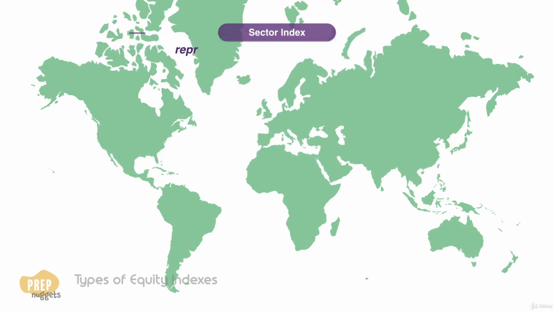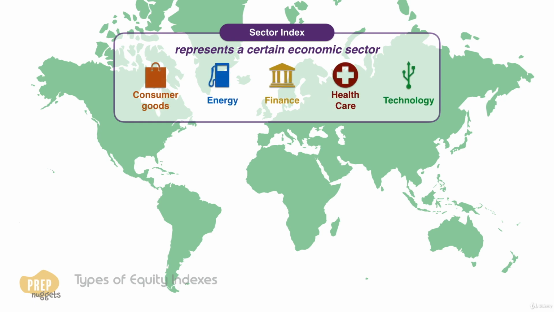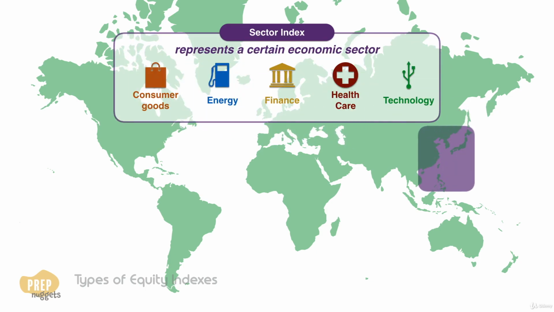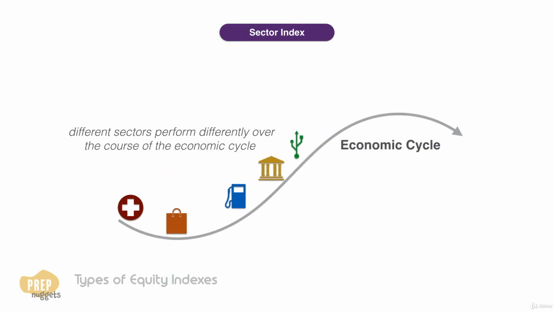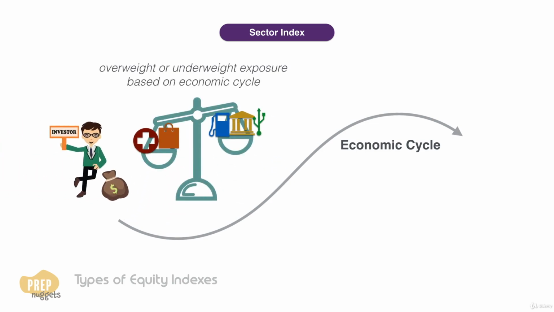Sector indices represent and track different economic sectors, such as consumer goods, energy, finance, healthcare, and technology, on either a national, regional, or global basis. Because different sectors of the economy behave differently over the course of the economic cycle, some investors may seek to overweight or underweight their exposure to the different sectors based on the stage of the economic cycle.